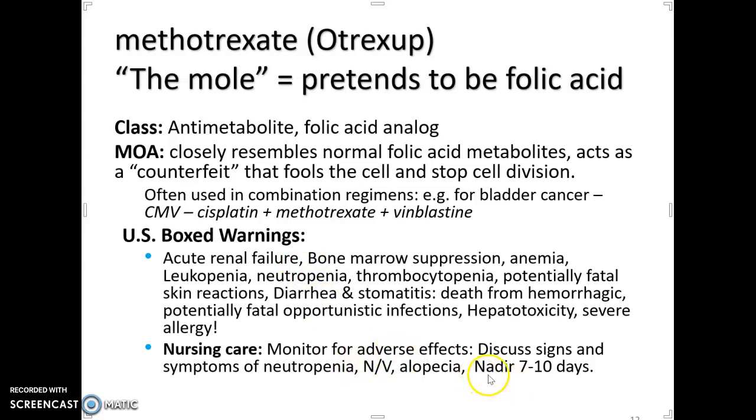And the nadir, remember we talked about that, for this particular drug is 7 to 10 days. So if you have a patient, they've received methotrexate, and you know that their nadir is 7 to 10 days, and they call you and tell you that they have a fever, and you believe them to be in their nadir based on their schedule of chemotherapy, then you're going to need to take steps, because remember that's a medical emergency.